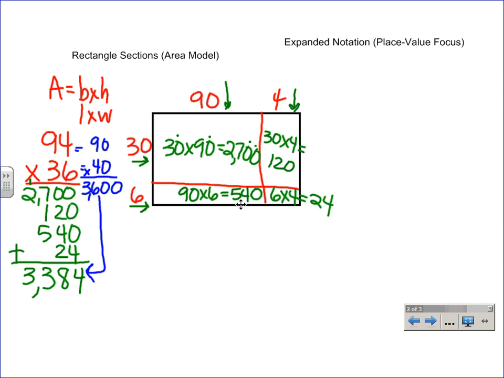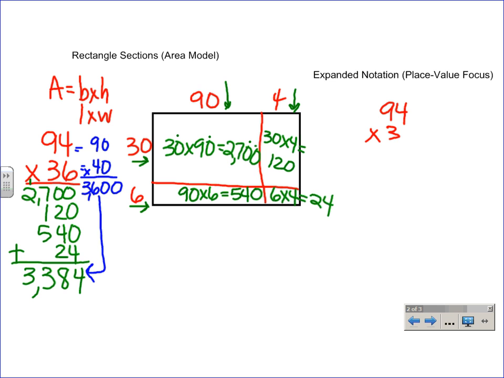All right, so that is just a brief review of what rectangle sections is, or the area model is, in multiplication. Expanded notation is the same thing, but you're not drawing the area model. You're doing all of that place value in your head. So you're taking 94, you're multiplying it by 36, and what you're going to think about is place value in your head. What digit is this number in? So this is the tens place, and this is the ones place, remembering their value.